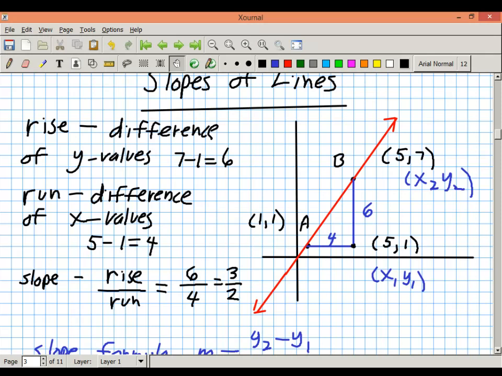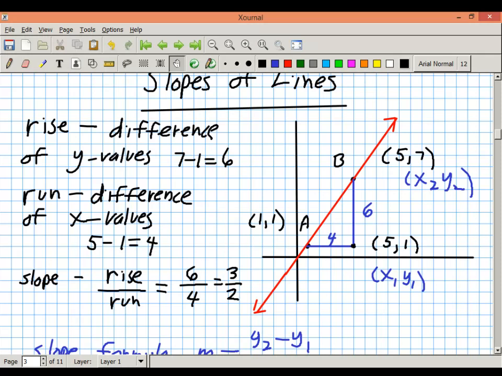Your run is how far you go sideways, not how far you go up and down, but how far you go sideways as you go from A to B. Because really, if you're walking from A to B, you're doing two things at once, right? You're going sideways and you're going up. So your run is the difference of the x coordinates. So if you look at the 2 points, A and B, you simply subtract their x's, so 5 minus 1, which is 4.